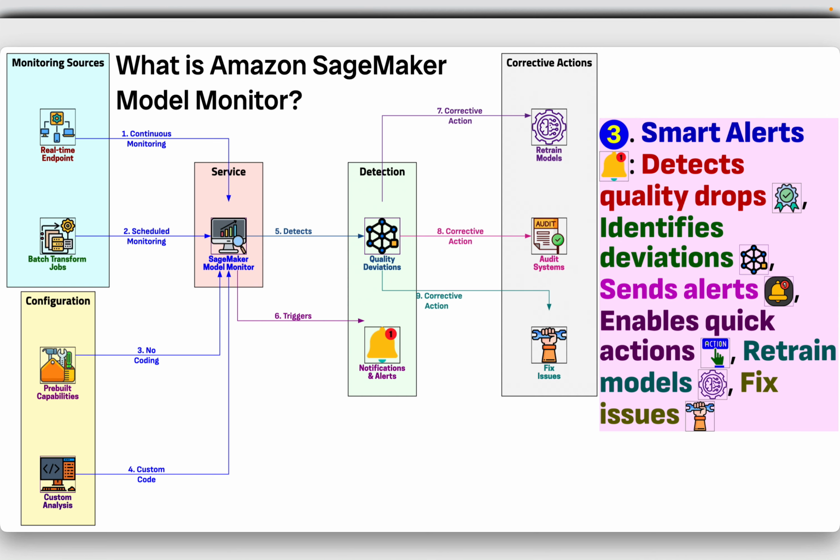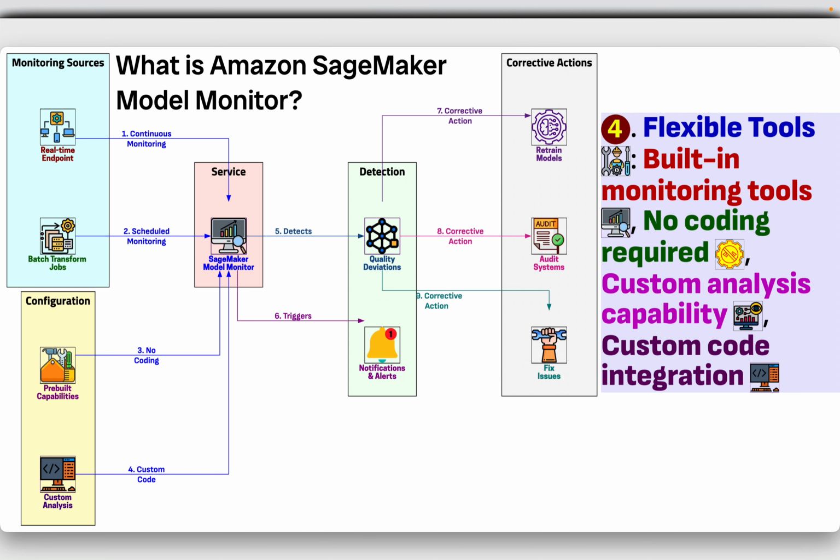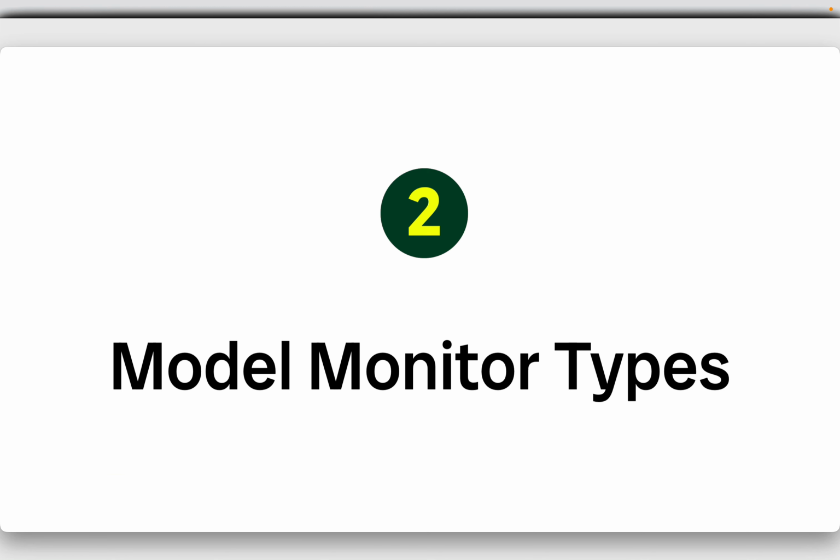If the quality of a model drops or changes, it can deviate. The system sends you an alert so you can take action quickly, like retraining the model or fixing issues without having to check everything manually. You can use the built in monitoring tools that require no coding at all. Or if you need something specific, you have the freedom to write your own code for custom analysis.